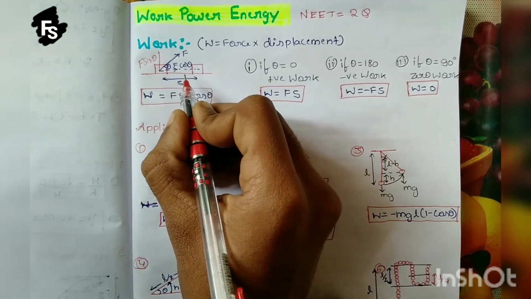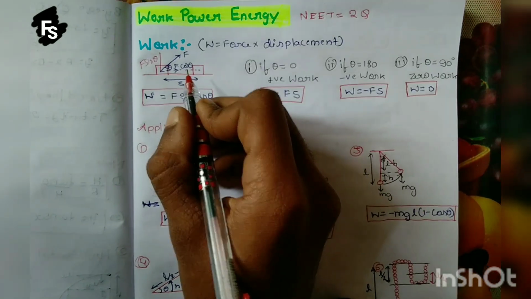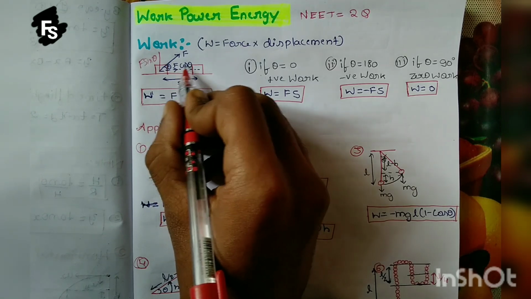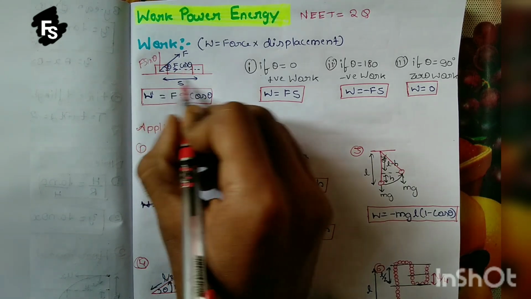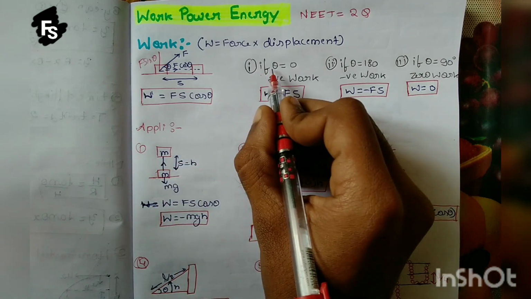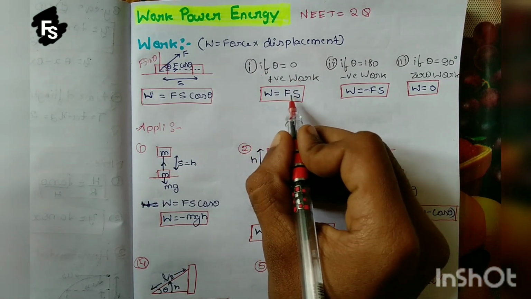And what is work done? Work done is equal to F into S. Then F into S means the force here is F cos theta, and the displacement is S. So work done is equal to Fs cos theta. If theta equals 0, then it is called positive work. So work done is equal to F into S.